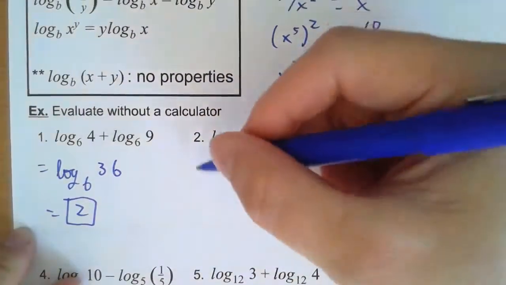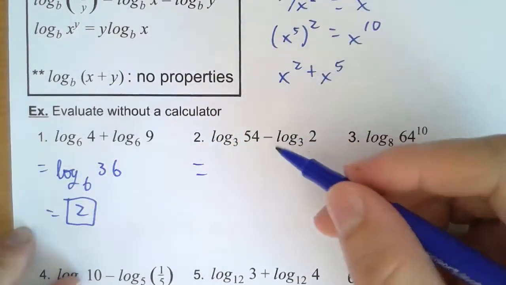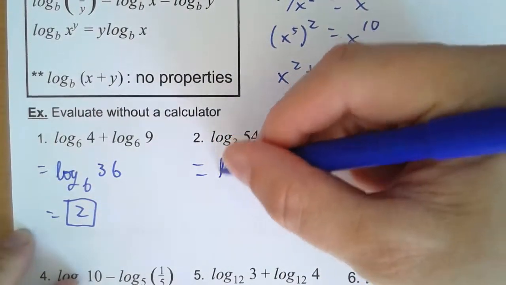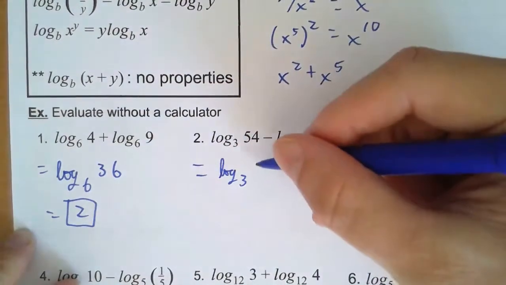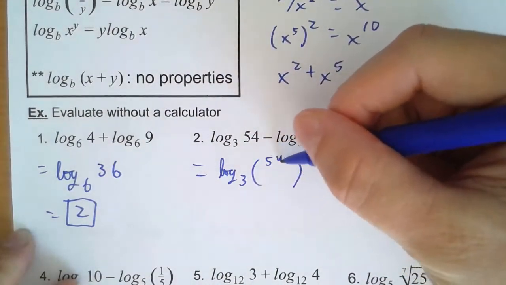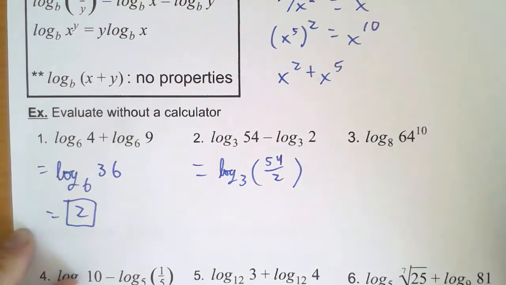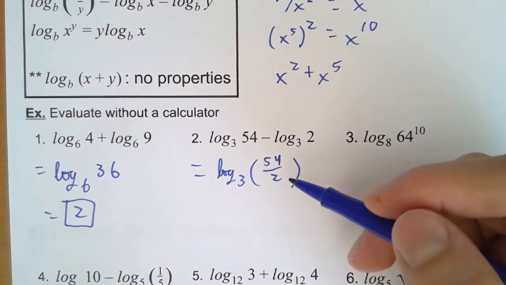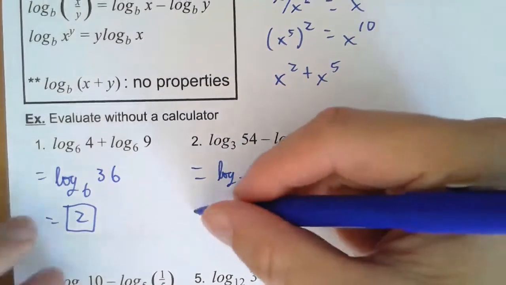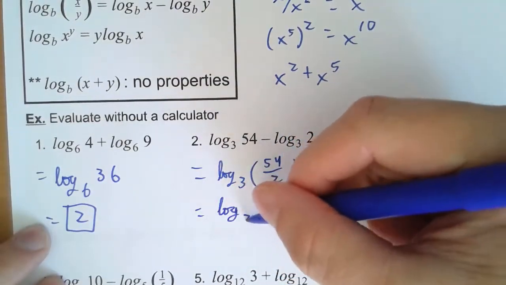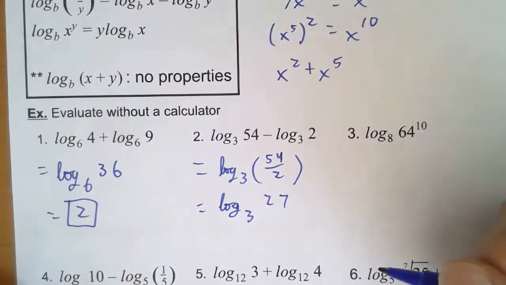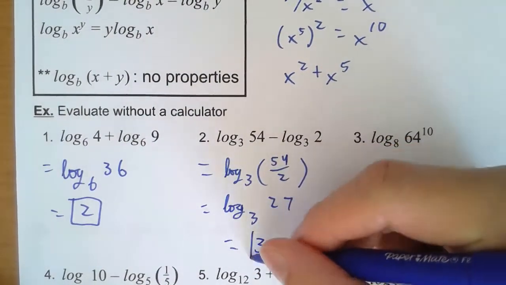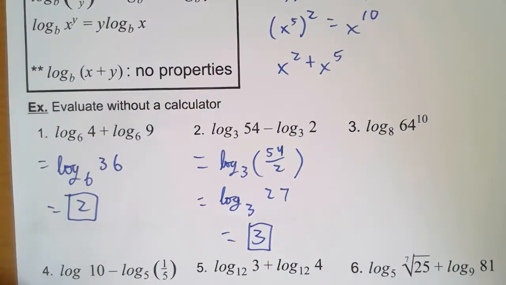Okay, how about this one here? All right, so we've got subtraction, so it's going to turn into division. Now make sure we do this though, it's just a single log, and then it's the division problem. You're not writing log over log. We don't want to see log over log. It's log and then the fraction. Okay, well that's log base 3 of 27. And then what exponent do we put on 3 to get 27? That's 3. 3 cubed is 27.